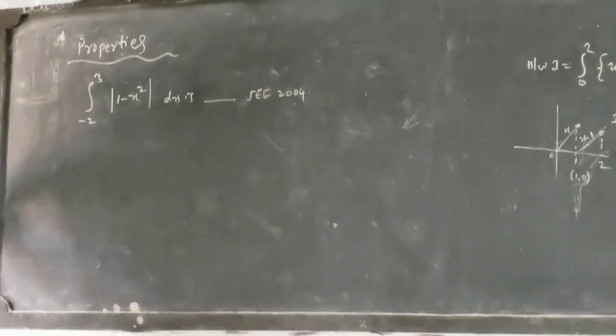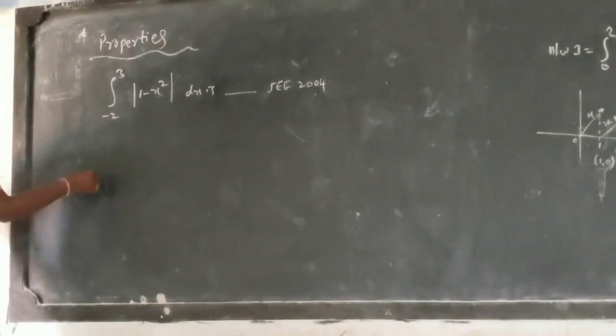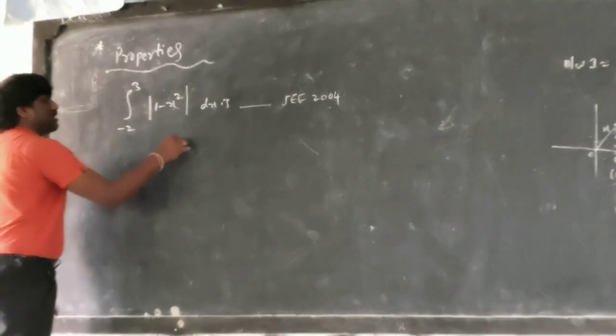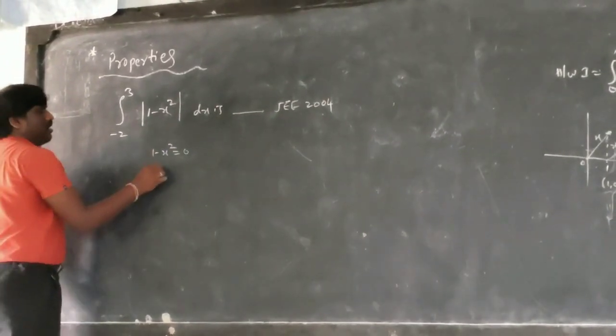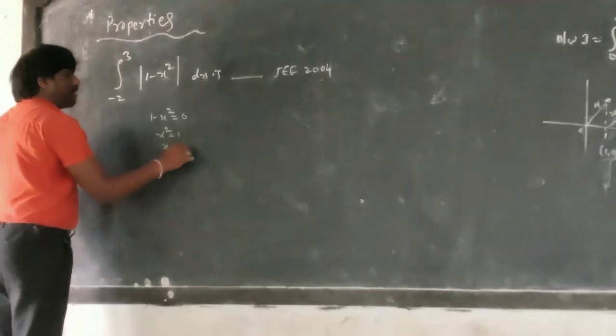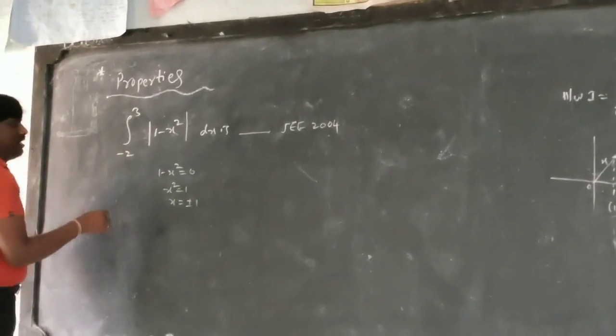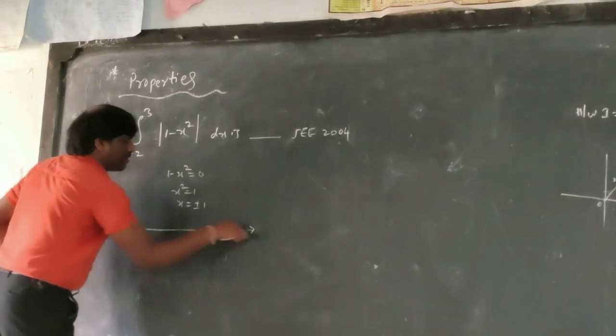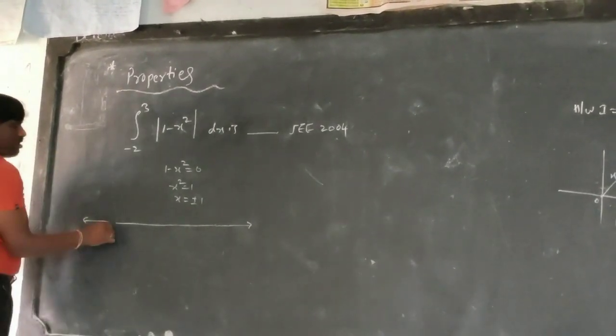Okay. Let's see now this one. Integration minus 2 to 3 of modulus of 1 minus x square dx. This you have to find. So what I get is 1 minus x square. Find out the zeros of this. So x square is equal to 1, that is x is equal to plus or minus 1. So the zeros are marked here. So this question is changed on the number line.